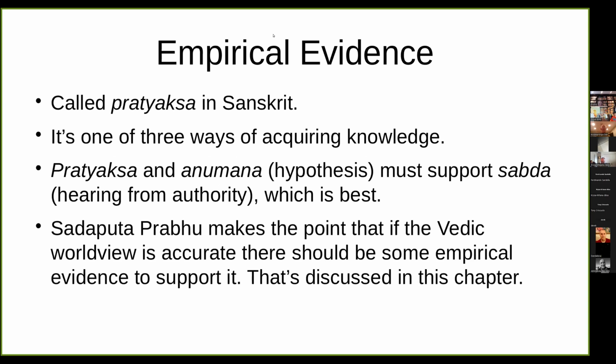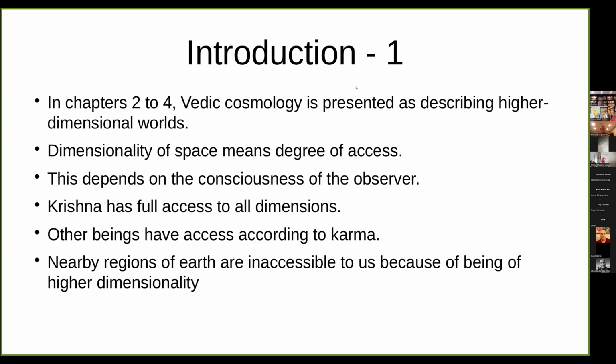So let's see, go back to where I was here. Yeah, so there are these different living entities with different powers and different abilities to see more or less of the universe. And he talks about how this depends on the consciousness of the different beings, how much of the universe they can see. And Krishna, who's supremely conscious, is completely aware of everything, or is all-pervading. But otherwise, according to the karma of the living entities, they have more or less access to different parts of the universe. That's the whole theme.